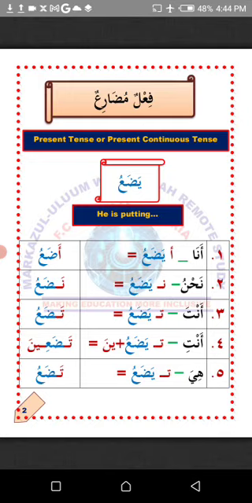Hamsa, number five, hiya, she. So how do we change the verb yadaw to suit hiya? All you need to do is to replace ya'un with ta'un. So the verb yadaw will now become tada'u, which means she puts or she is putting.